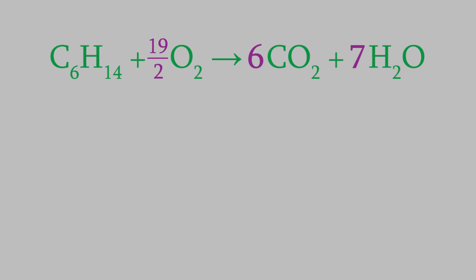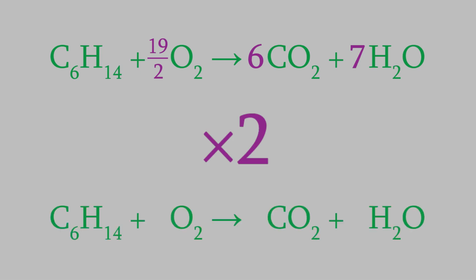We do that by multiplying all the coefficients by the denominator of the fraction. In this case, that means we'll multiply all the coefficients by 2. If we do that, we get 2 C6H14 molecules, 19 O2 molecules, 12 CO2s, and 14 waters.